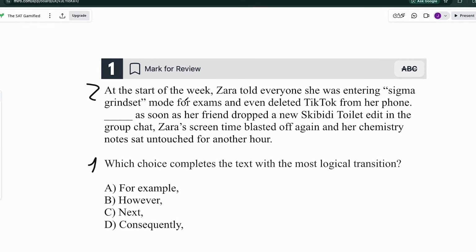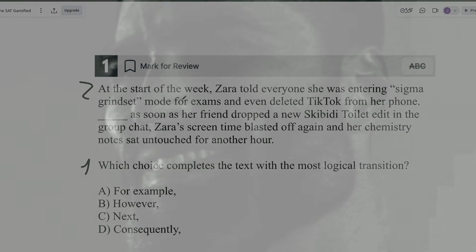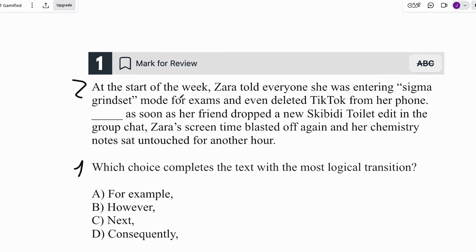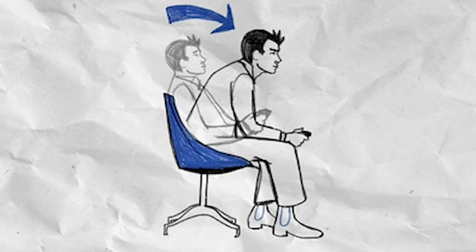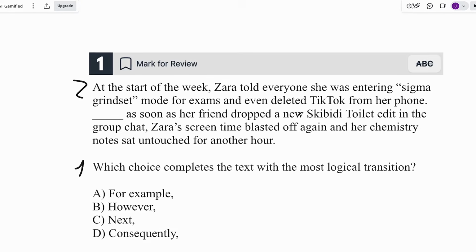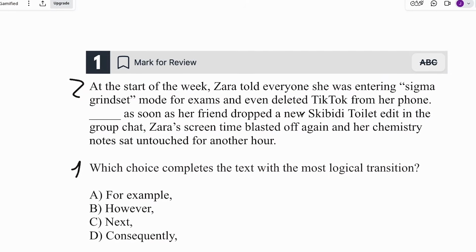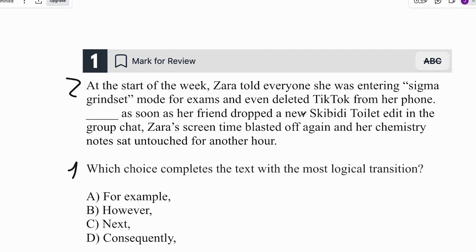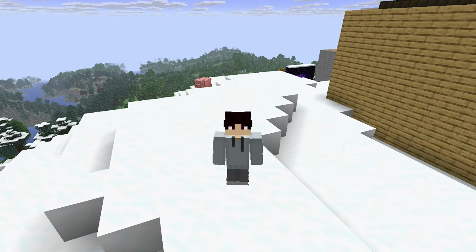At the start of the week, Zara told everyone she was entering Sigma grindset mode for her exams and even deleted TikTok from her phone. Okay, so Zara was like locking in for real. Blink, as soon as her friend dropped a new Skibidi toilet edit in the group chat, Zara's screen time blasted off again and her chemistry notes sat untouched for another hour. She gave up really fast.